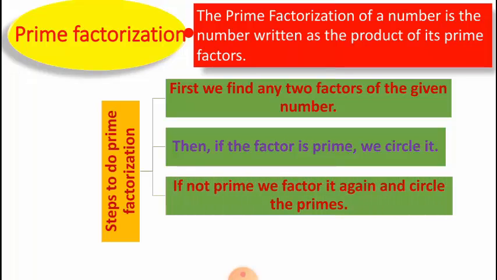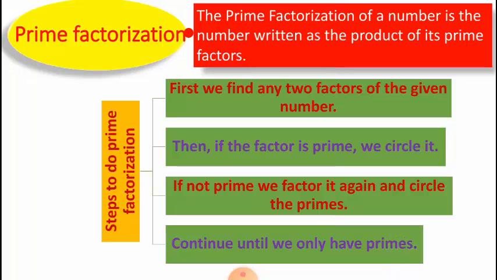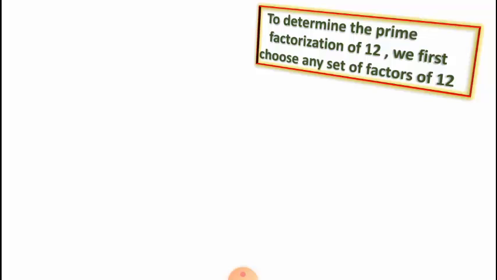Then comes another step. If the factor obtained is not a prime number, then we need to factorize that non-prime number again, and after getting the prime numbers we need to circle them. We continue this process until we obtain the prime factorization of the number in terms of prime numbers. Now let's learn how to determine the prime factorization for a number.